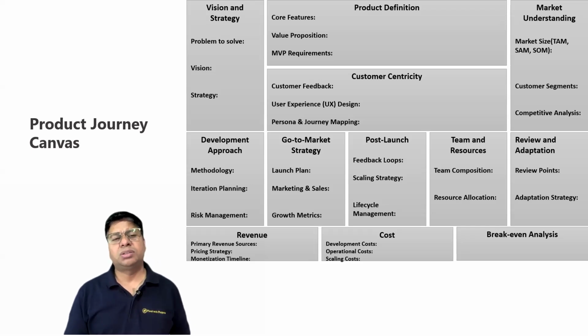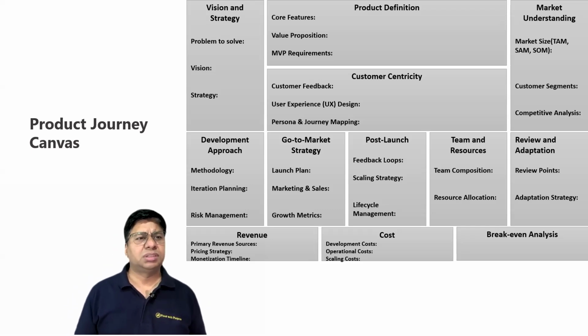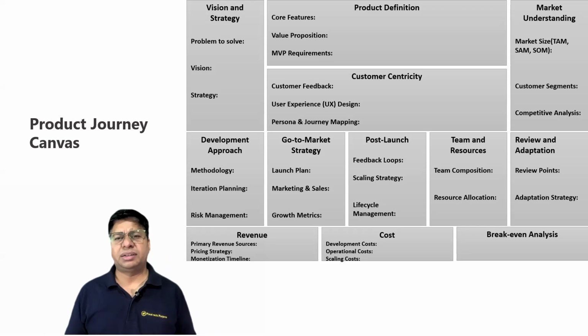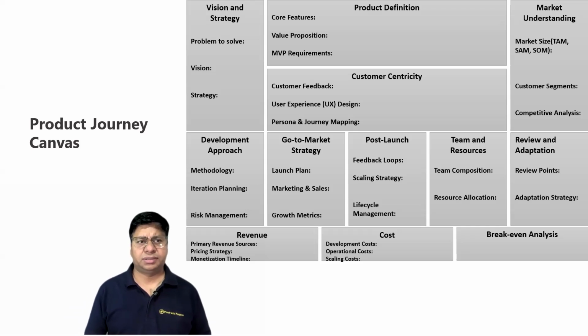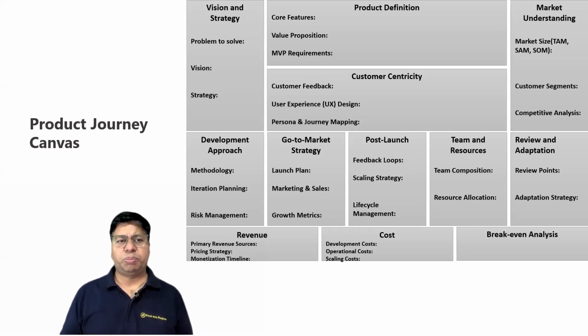Right. Next is development approach. What is the methodology you are using? Write explicitly: Agile, Scrum, Kanban. If there is something different, write that. What is iteration planning? What is the rhythm? What is the risk management? How will you handle uncertainty in the development? Write down all these things.